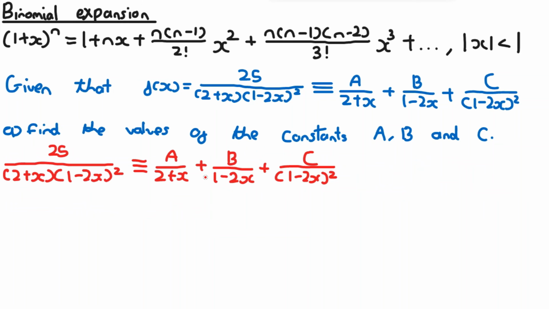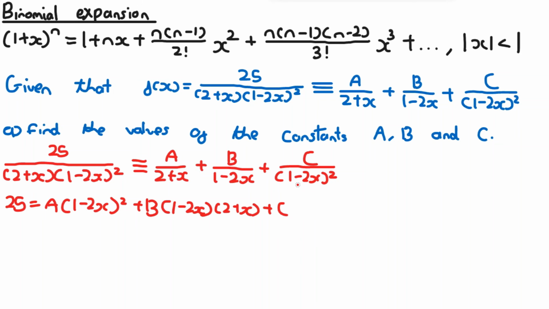So here's another example of partial fractions and then binomial expansion. For part A, we need to find the values of the constants A, B and C, so we just need to split it up into partial fractions. So firstly, multiply everything by the denominator here, so it becomes 25 is equal to A of (1 minus 2x) squared, where the 2 plus x cancels out, plus B of (1 minus 2x) of (2 plus x), and then plus C of (2 plus x), where both the 1 minus 2x's cancel out, like this.